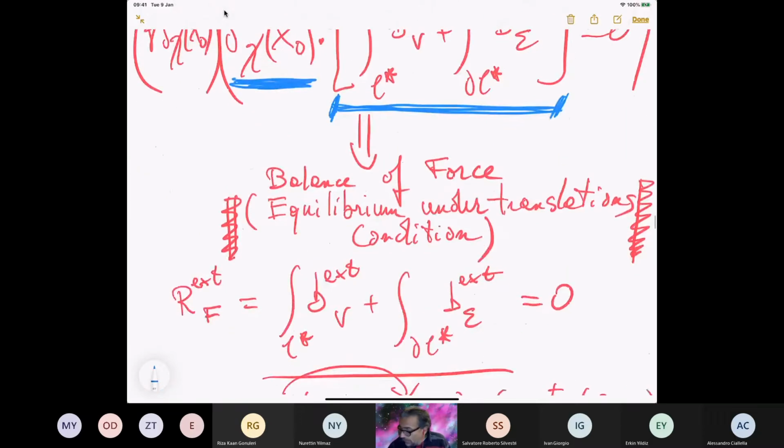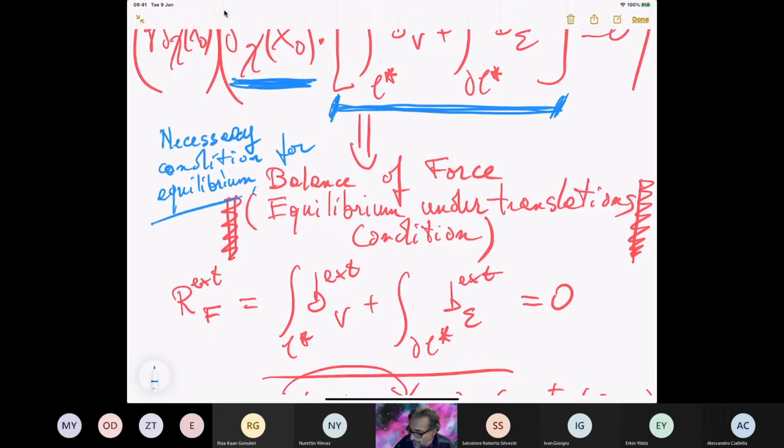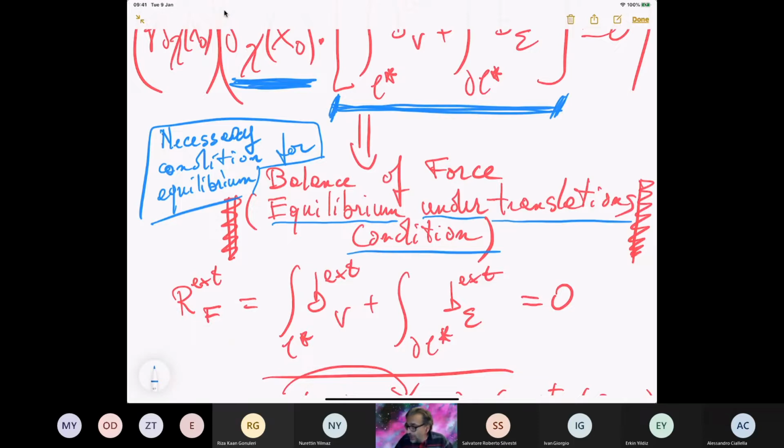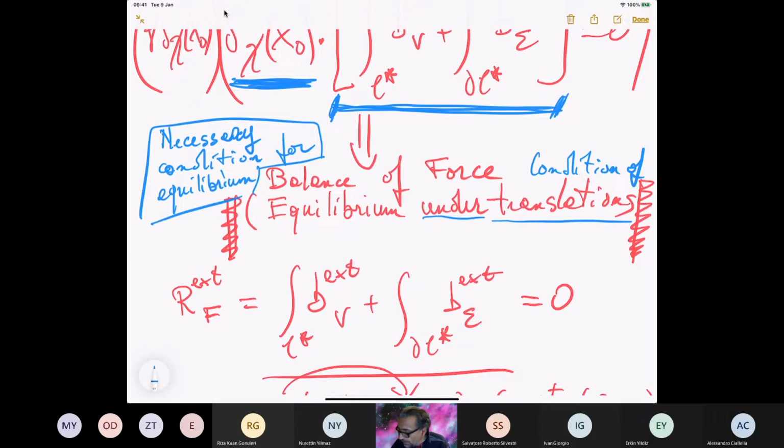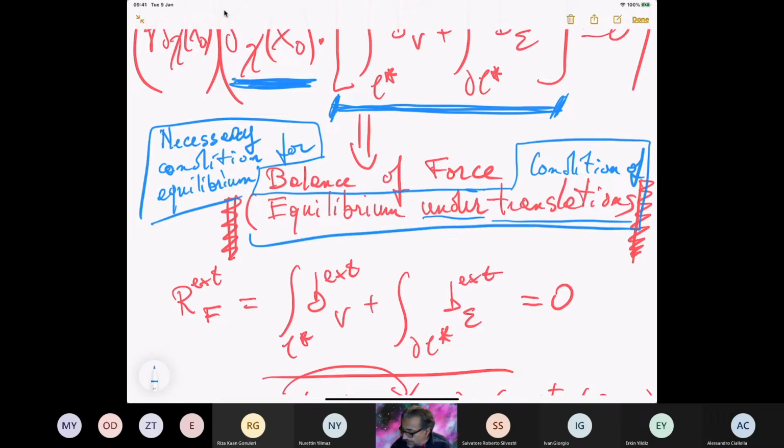So we can formulate the necessary condition for equilibrium. Balance of force, or as you can find in old books, equilibrium under translation condition. This is the condition of equilibrium under translation. Maybe it is clearer if we write condition of equilibrium under translation.